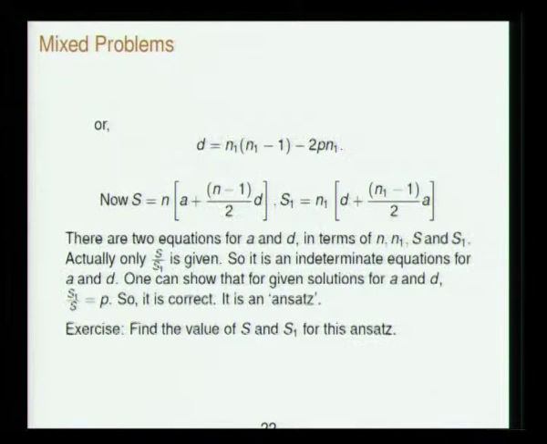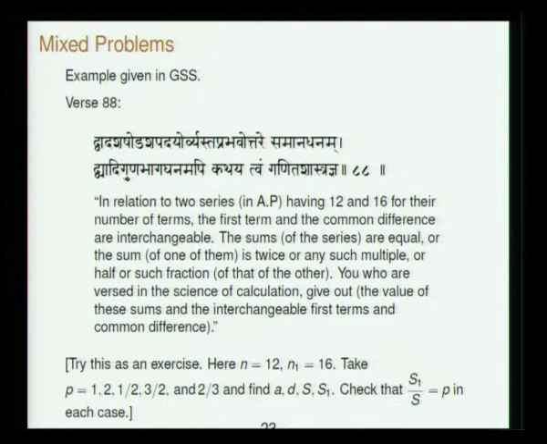So, he has given some examples. In relation to two series in AP having 12 and 16 for the number of terms, where the first term and common difference are interchanged, the sums of the series are equal, or the sum of one of them is twice the other, or any such multiple, or half or such fraction.